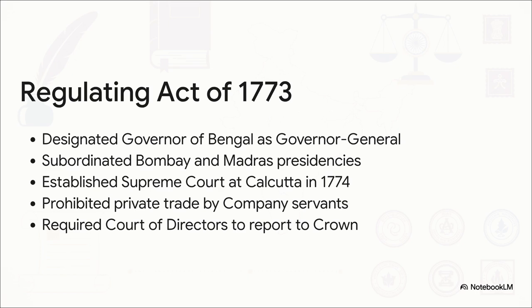Third, and this is big, it established a Supreme Court at Calcutta in 1774, which consisted of 1 Chief Justice and 3 other judges. Fourth, it strictly prohibited any company servants from engaging in private trade or taking bribes from the locals. And fifth, it actually mandated the Court of Directors, which was the company's governing body, to report on its revenue, civil, and military affairs directly to the British government.